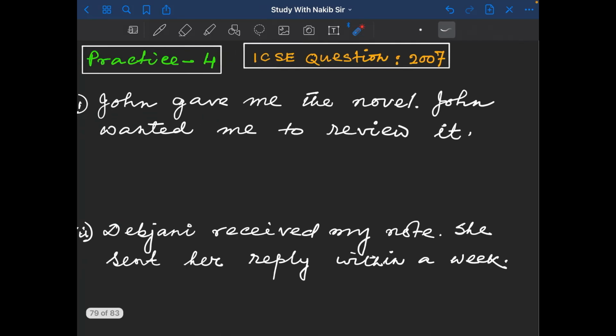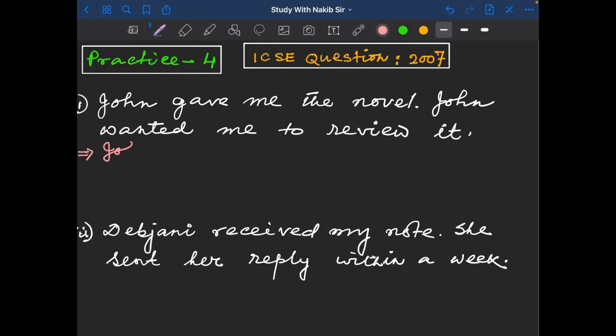Now see the answer. John gave me the novel. Why? Because he wanted me to review it. This is the nature. John wanted me to review it. This is the cause. For this, John gave me the novel. So write down the answer, the combined sentence.